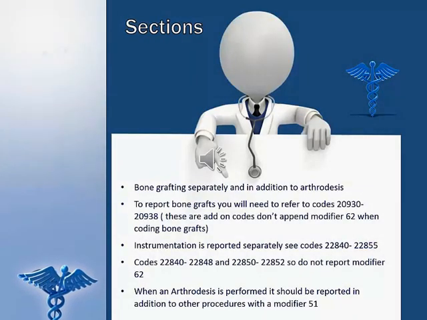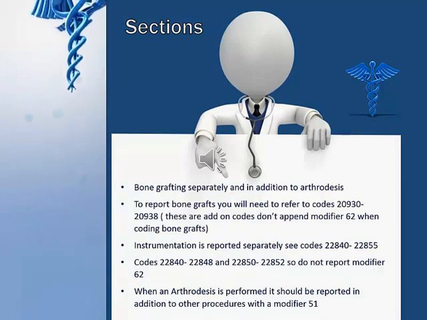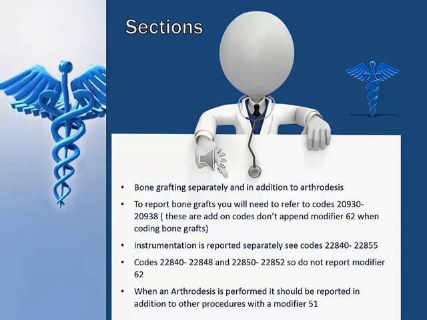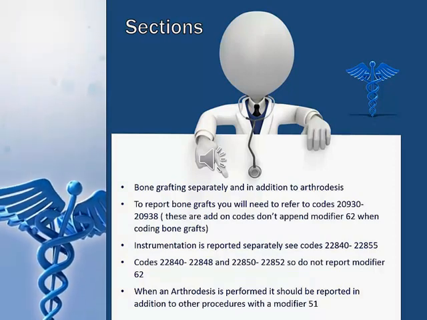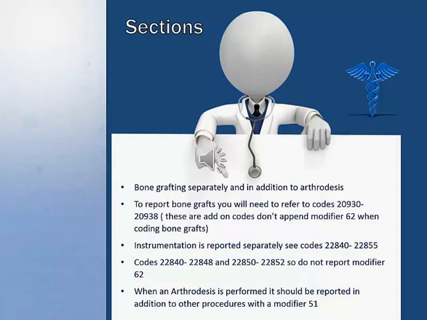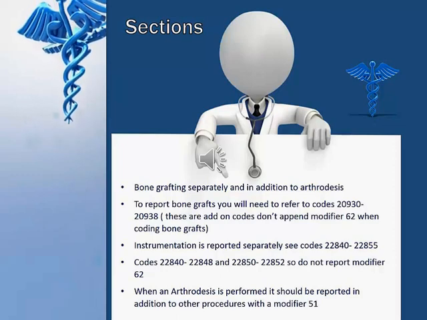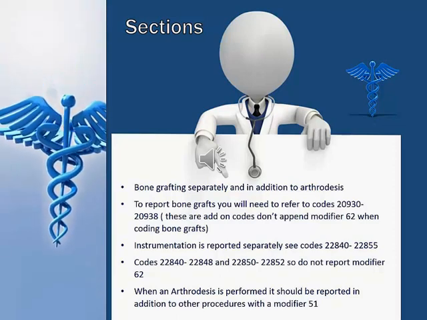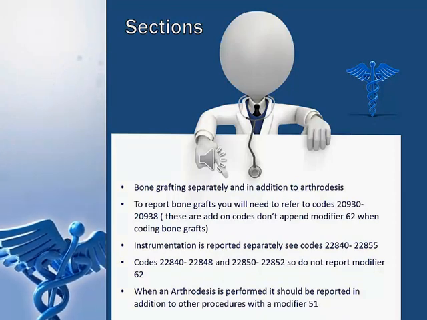Keynotes for this section. When coding for this section, bone grafts are reported separately in addition to arthrodesis. To report bone grafts, you will need to see codes 20930 to 20938. Do not use modifier 62 with these codes. Instrumentation is reported separately. You will need to see codes 22840 to 22855, codes 22840 to 22848, and 22850 to 22852. You will not add a modifier 62 to those codes, okay?